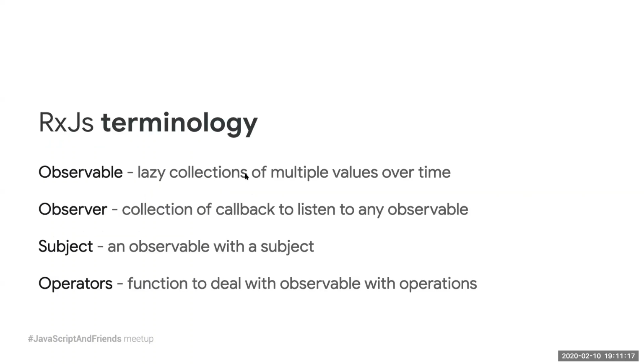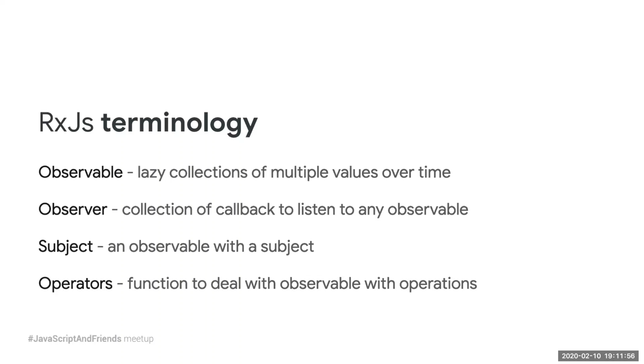So the terminology for RxJS is straightforward. You have observables, which are lazy collections of multiple values over time. What that means is you define one observable, and that observable will not only have the values, but those values are also assigned to specific times as well. Like at what point of time that observable contains that kind of value, and the way you subscribe to that observable, you'll start receiving those values in that time fashion only.